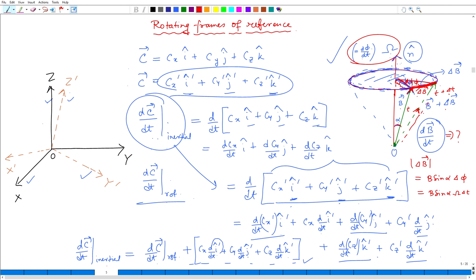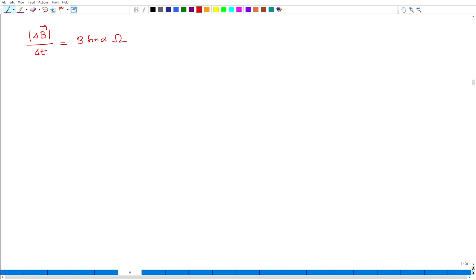Now, if this is the vector and this is the direction I attribute to omega, that we know, because the tip of the vector b is moving in a circle, and due to the rotation of that tip there is an omega vector developed over here. That is why b sin alpha omega is nothing but the mod of b cross omega or omega cross b. If I now take the limit delta t tends to 0, then mod dB dt will be equal to mod b cross omega.